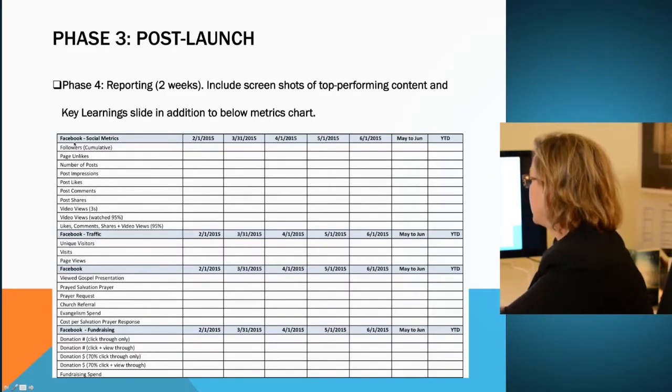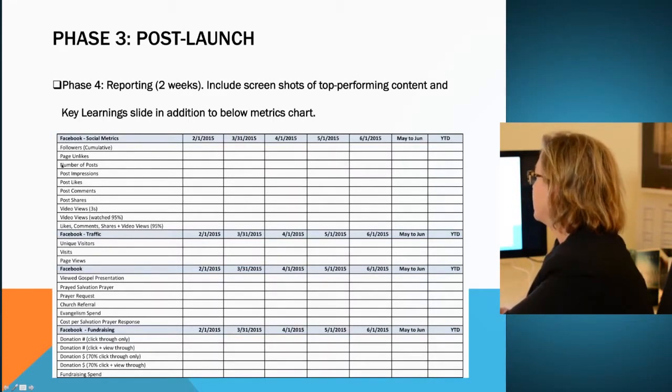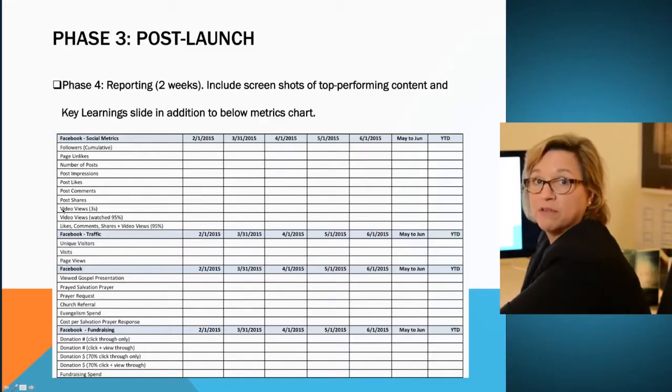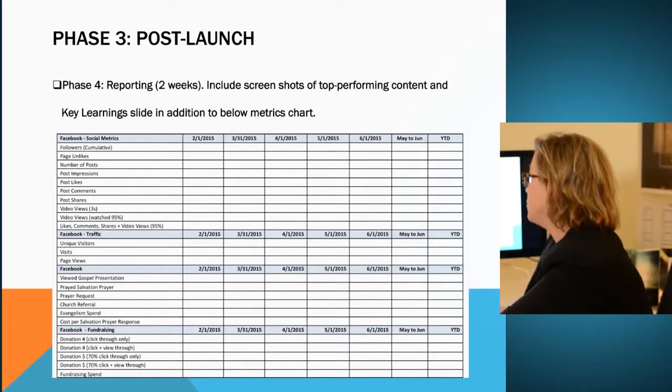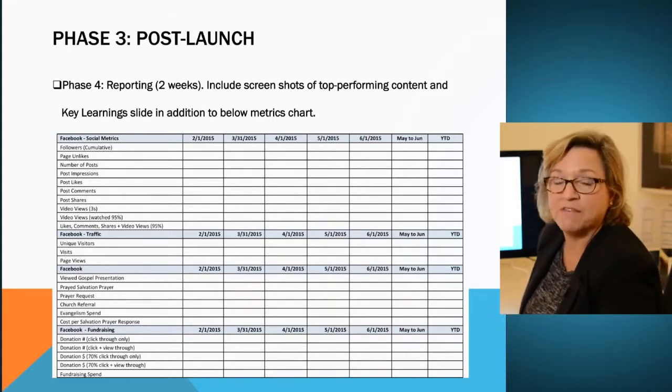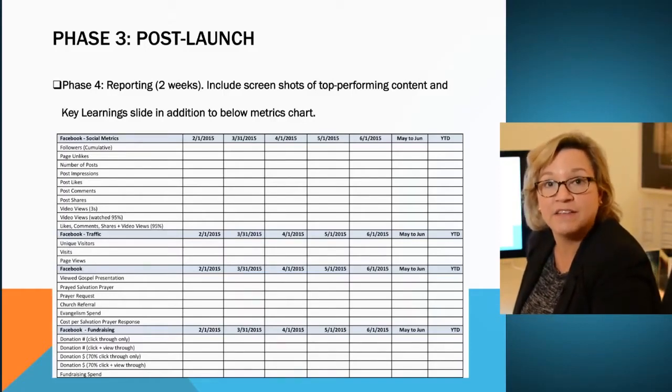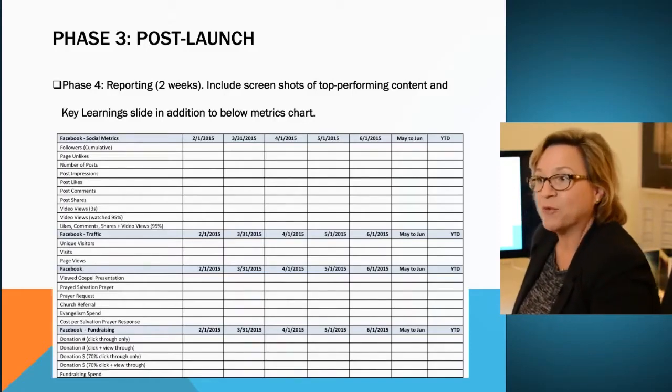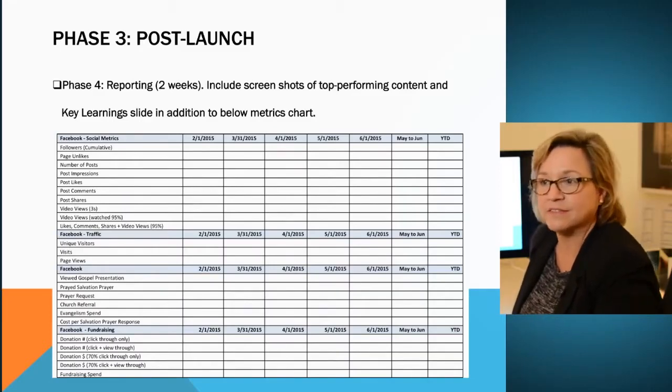So here, a key performance indicator for Facebook would be followers, page unlikes, the number of posts, the post impressions, the post likes, comments, shares, video views if you're doing video longer than 3 seconds, video views where they have watched at least 95% of the video. And just so you know, on Facebook, a video that's viewed for more than 3 seconds counts as a view. If you're wondering, if somebody doesn't rest on it or activate it, then it doesn't count. But if they're on it for 3 seconds, it counts.